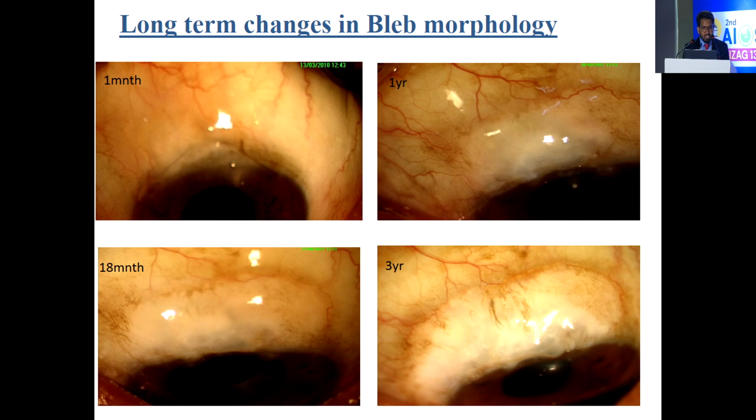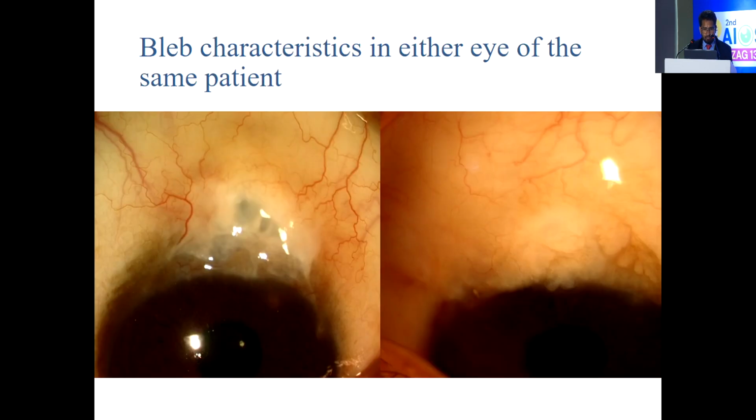So the long-term changes in the bleb morphology in the same patient: at 1 month, a good diffuse bleb; at 1 year, avascular; at 1.5 years, also an avascular bleb; at 3 years, avascular and cystic bleb. So as the duration increases, changes are seen in the trabeculectomy bleb of the same patient. In the same patient, one eye has a cystic bleb, the other eye has a good diffuse bleb. This difference we are seeing in the same patient in operated JOAG patients. That's why this study has been done.